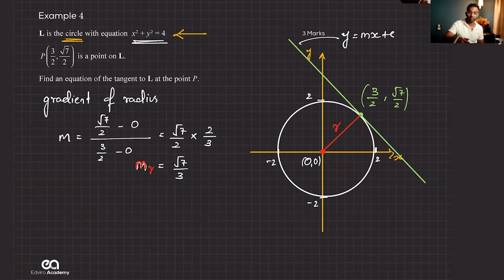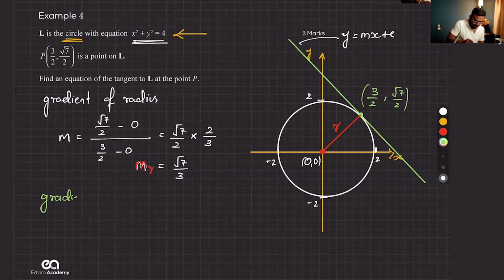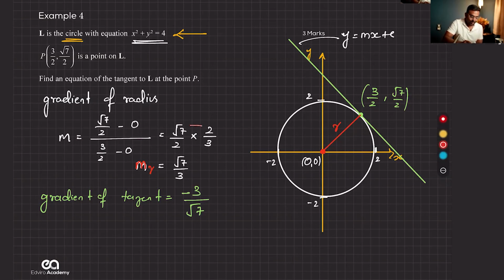So we worked out the gradient of the red line, which is the gradient of the radius. So what should be the gradient of the green line, guys? Gradient of the tangent must equal -3 over √7. Absolutely. Okay. I just multiplied these two straight away. The 2 and the 2 would cancel off. Okay, great. How did you get 2/3? Because I flipped the last fraction.